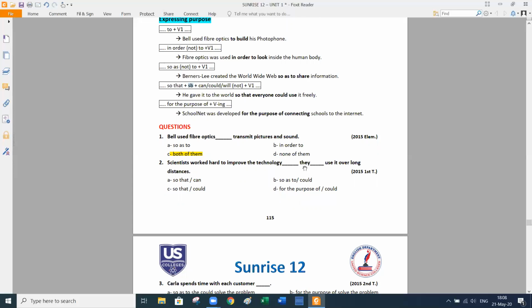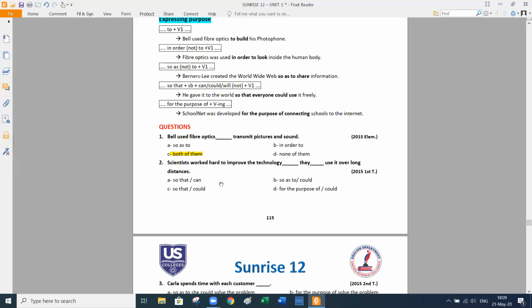And we have 2 blanks. We need to put the part for the first blank. And then we have a subject. And then we use a modal verb in the second blank because we have the verb use given in the sentence already. So let's look. So that they can use it over long distances. So that somebody can, could, will, plus verb 1. So it seems to be correct according to the structure, okay?